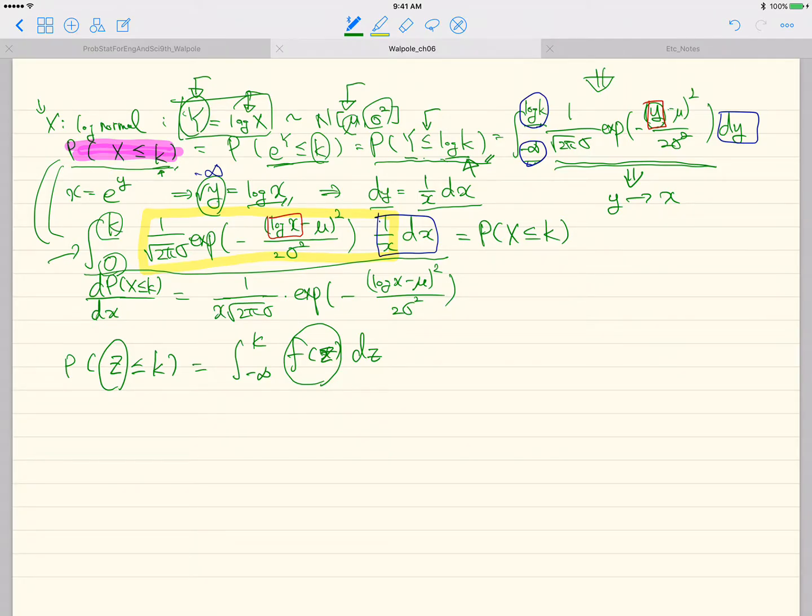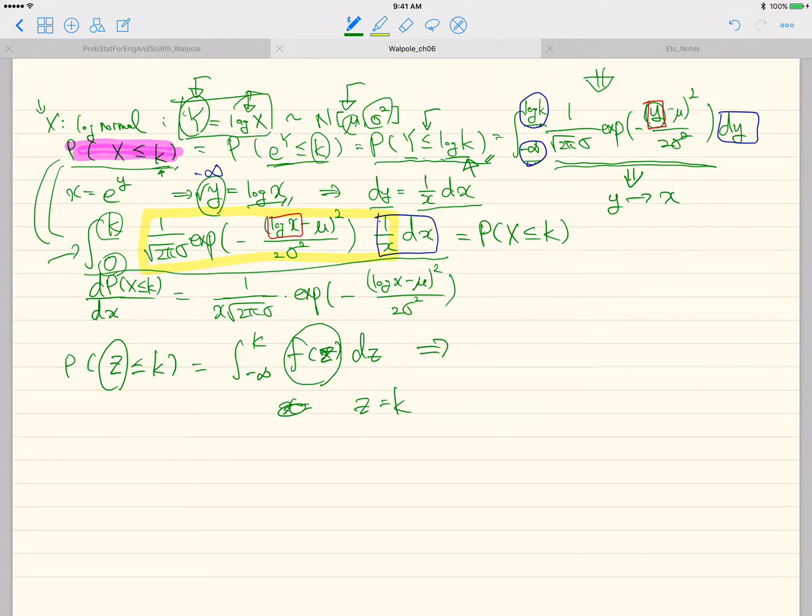The intuitive meaning of it is representing the velocity, or how fast your probability is increasing around k. Okay, so when z is around k, in that case, the velocity of how fast the probability is increasing. So that is the meaning of this probability density function.